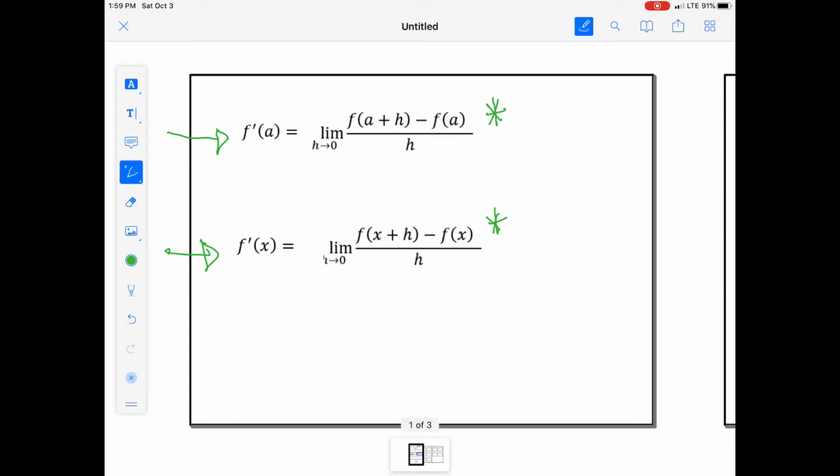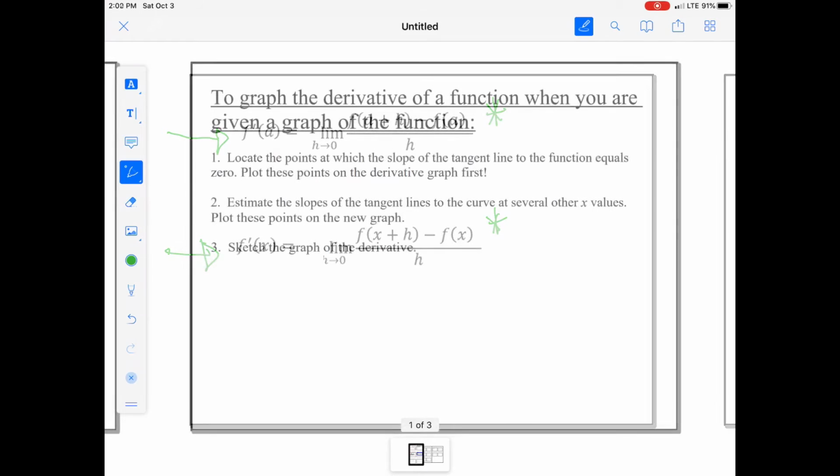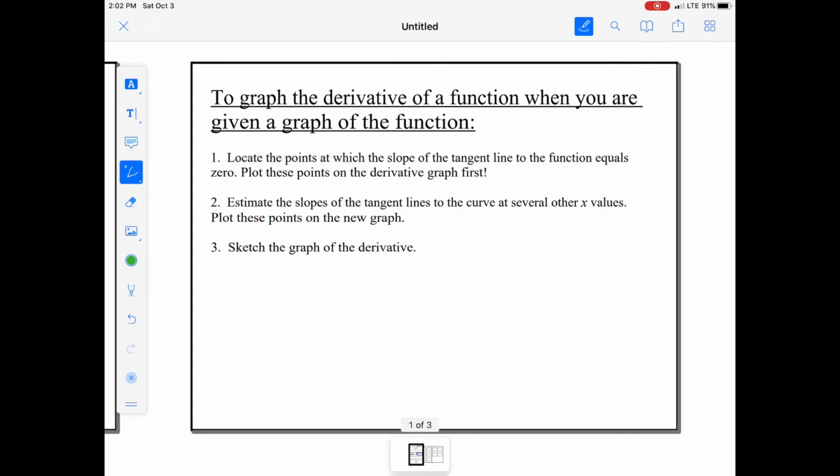So now we're going to translate this into a graphical question of how can I look at a graph and come up with what the derivative function may resemble. So let's do those next. So here are some guidelines that we are going to use when we are asked to sketch a derivative function. So keep in mind, when I'm sketching a derivative function, I am sketching slopes.